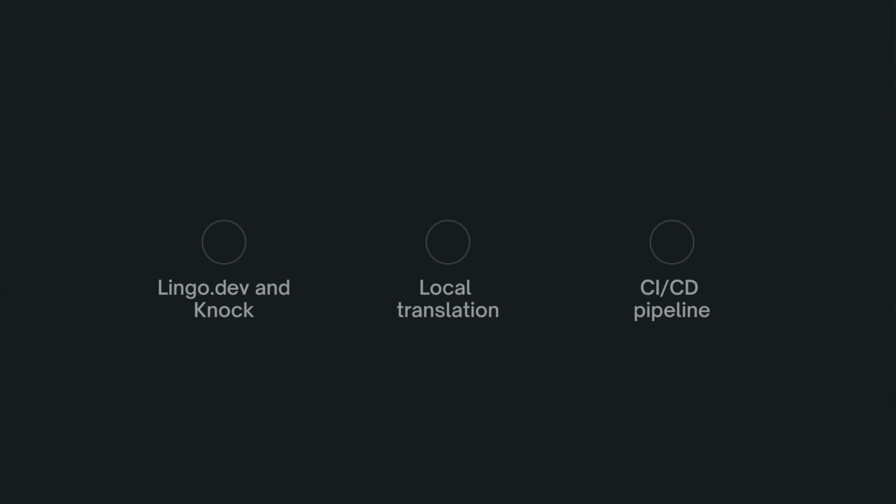In this video, we'll introduce you to some tools that can help you scale your application to a global audience, automate translations locally using Lingo's CLI, and finally integrate that CLI into a CI/CD pipeline so that translations are automatically created when developers open a pull request.